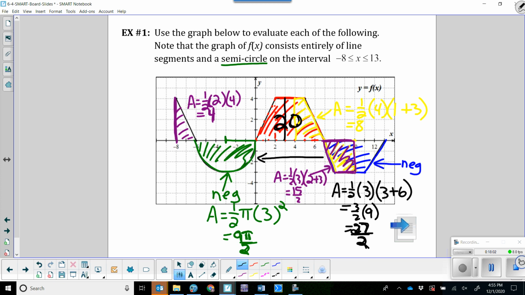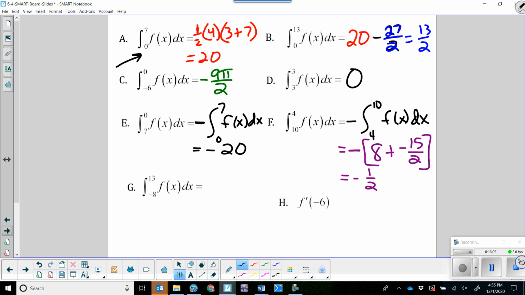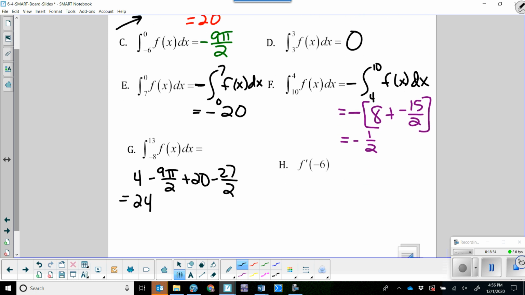Okay, so that's what we're going to write, and I would write them all down when I have to add a bunch of fractions and things especially. So you're going to have 4 minus 9 pi over 2, because it was negative, plus the 20 minus 27/2. And again, easy to add with fractions, so don't stress over it. Now, a couple of things you can do to make it easier is if you'll add your whole numbers together and then add your fractions together, often that makes it a little bit easier. So I would have 24 minus 27/2 minus 9 pi over 2.